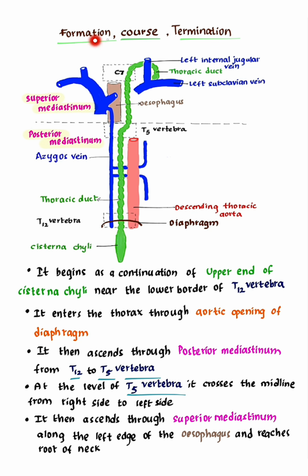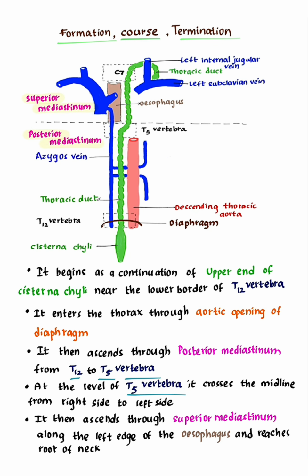Now we are going to see formation, course and termination of thoracic duct. Thoracic duct begins as a continuation of upper end of cisterna chyli. Cisterna chyli is a dilated lymphatic sac. It is present in front of L1 L2 vertebrae.